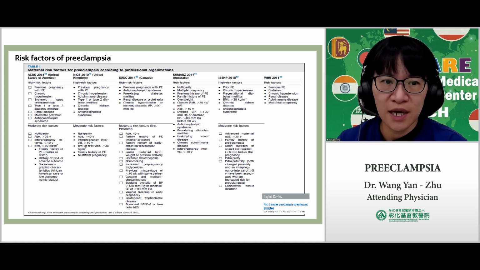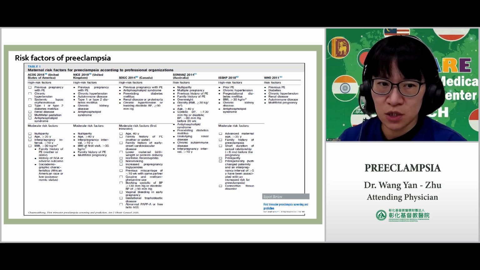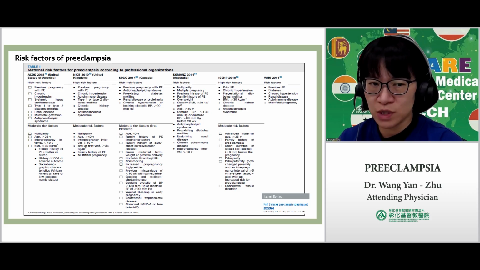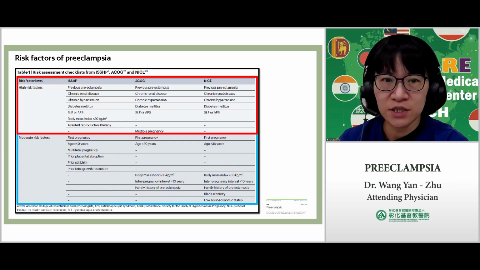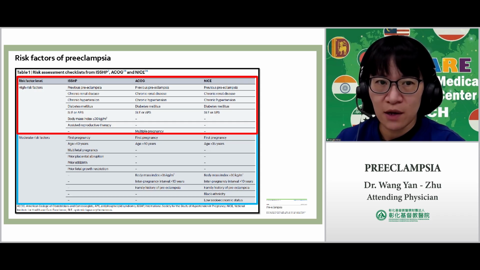And other factors, like she already has chronic hypertension, or SLE, or a diabetic problem, or renal disease like nephrotic syndrome. And the interesting part is the multifetal pregnancy. If you have a twin pregnancy, some put it as a high risk factor, but some put it as a moderate risk factor. Okay, so this table is much better because it classifies everything together.